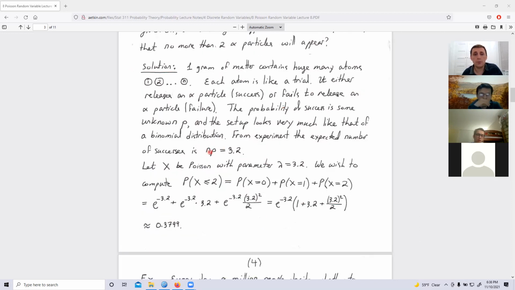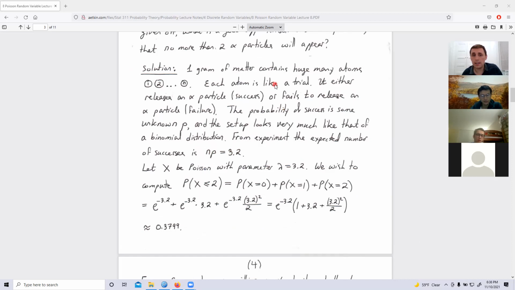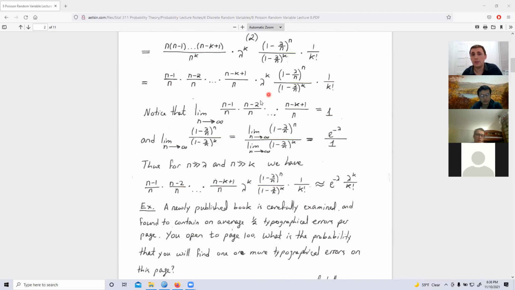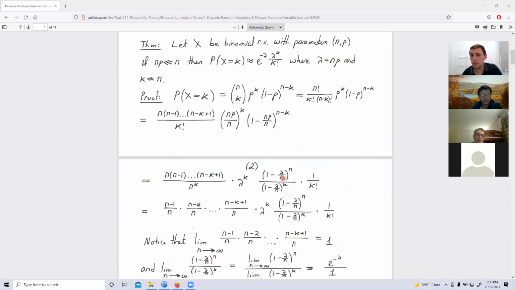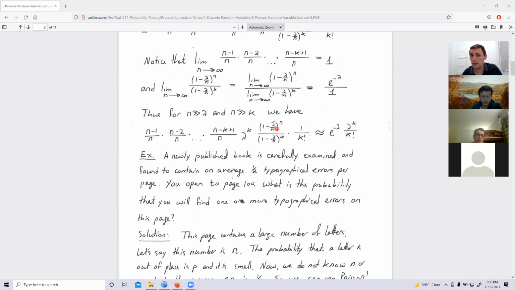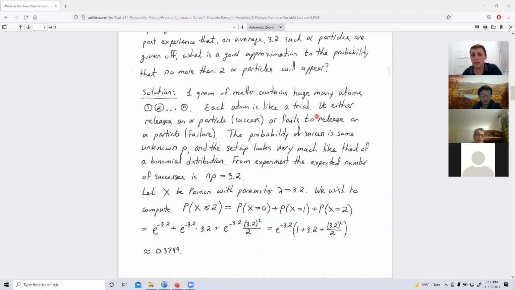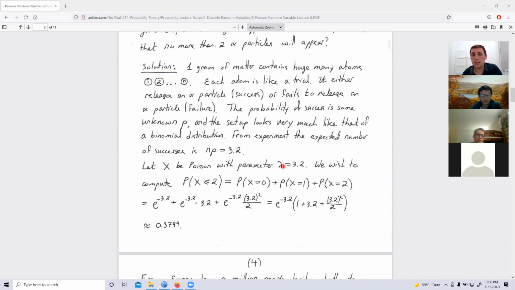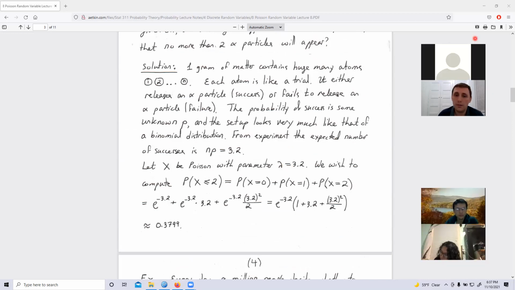So what do we know? We don't know how many atoms, we don't know the probability, but we know that n times p is 3.2. And so if we apply this binomial reasoning, we would derive the same formula. Lambda was said to be n times p. If you understood the derivation, you see why we set the Poisson approximation with lambda equal to 3.2.